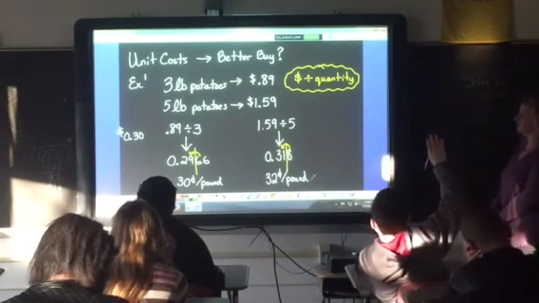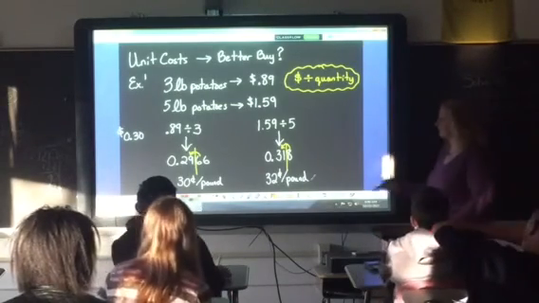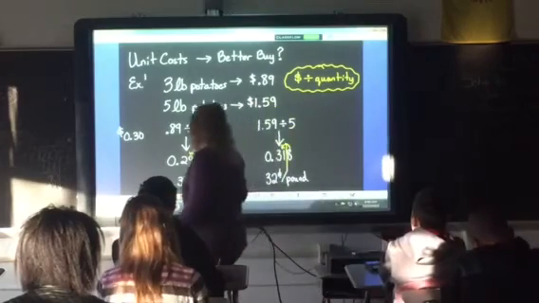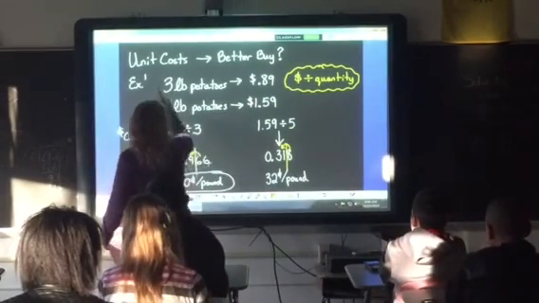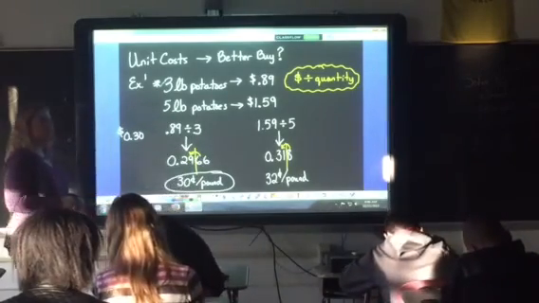All right, so which one is the better buy? Remember, better buy meaning the cheaper one. Is it the first or the second, everybody? First one. Very good. It's 2 cents cheaper per pound. So we would say that the 3-pound bag for 89 cents is the cheaper way to go.